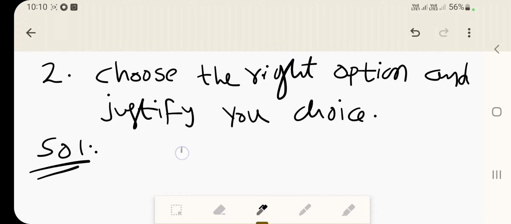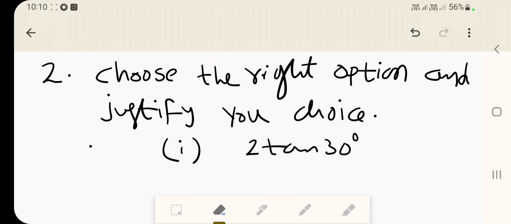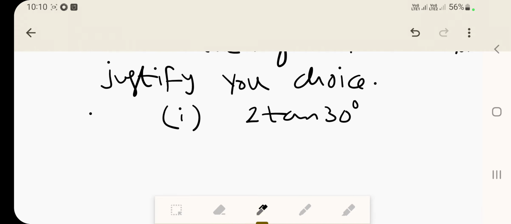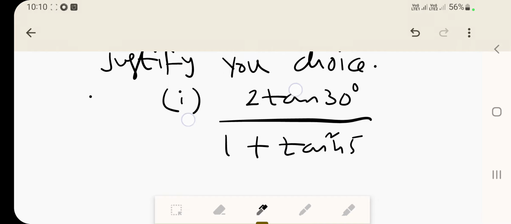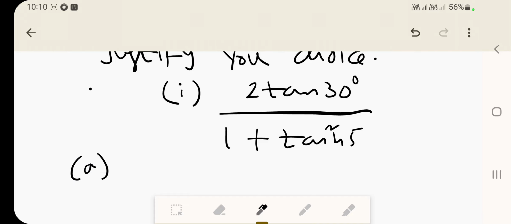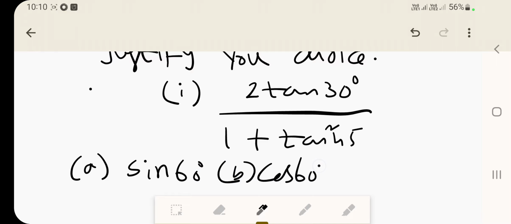So they have given the first question here: 2 tan 30 divided by 1 plus tan square 45, and they have given the options here. I'll write the options also. Is this equal to sin 60? Is this equal to cos 60? Is it equal to tan 30? These are the options they have given. Is it equal to sin 30?